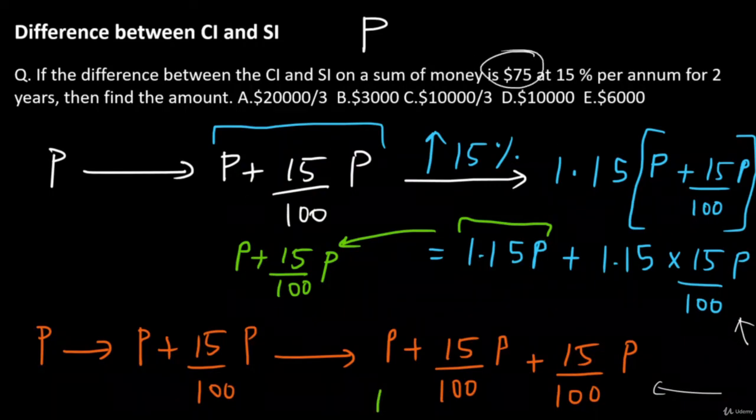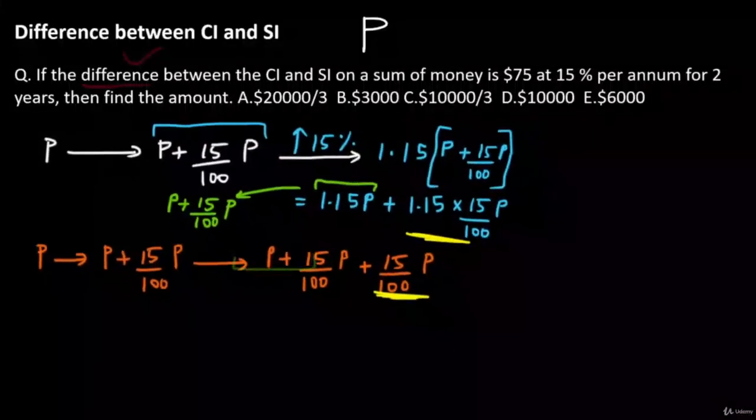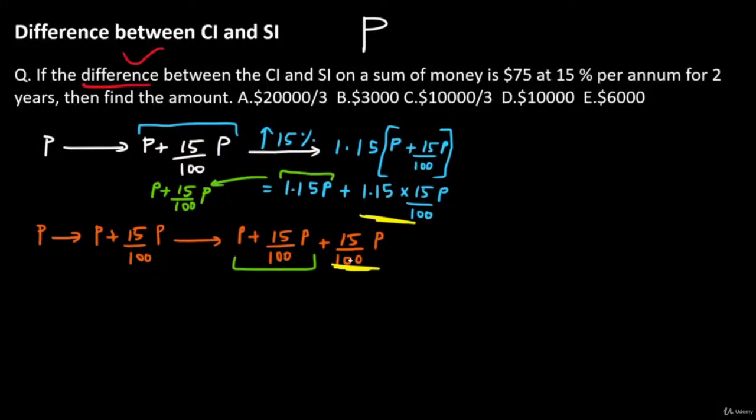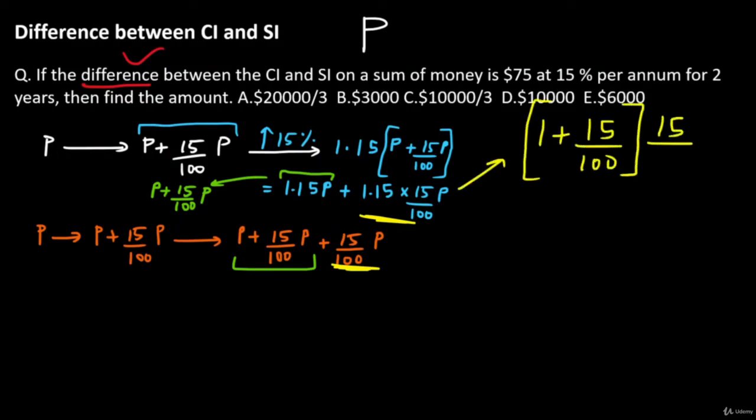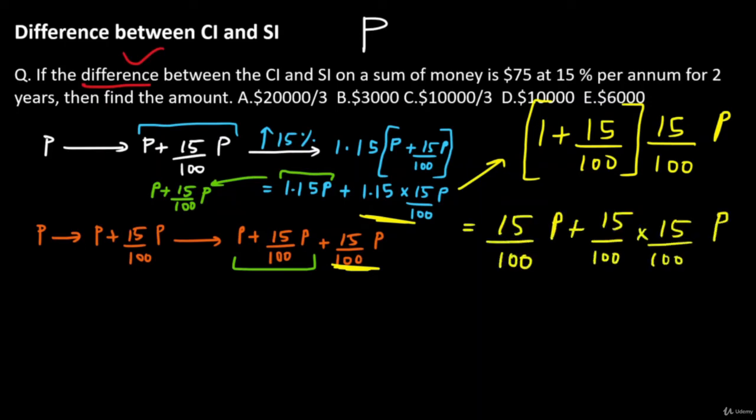All right. So you can see that this part over here is the same as what we have over here. All right. So we just need to find the difference between this and this. All right. So let's keep this aside. So we are trying to find the difference between these two. Now this part over here can be expanded as 1 plus 15 by 100 into 15 by 100 into P, right? Because 1.15 is nothing but 1 plus 15 by 100. Now let's expand this by opening the bracket. This becomes 15 by 100 P plus 15 by 100 into 15 by 100 P by just opening the bracket.